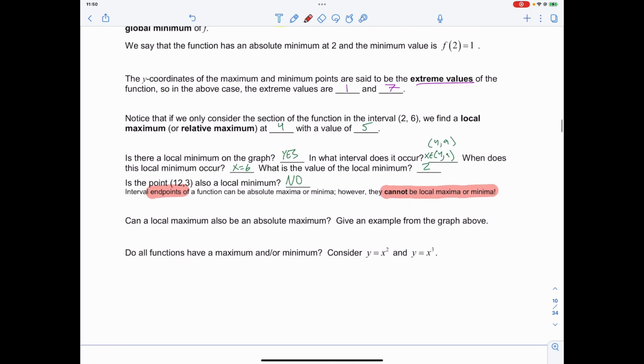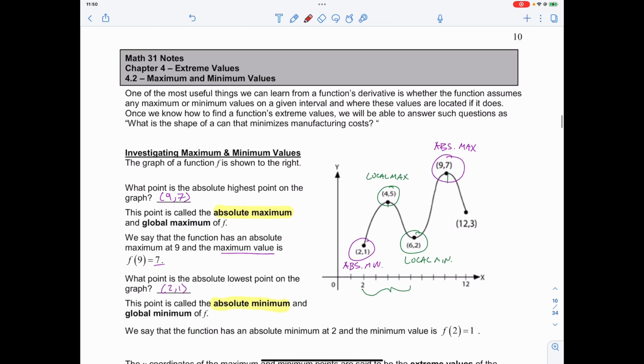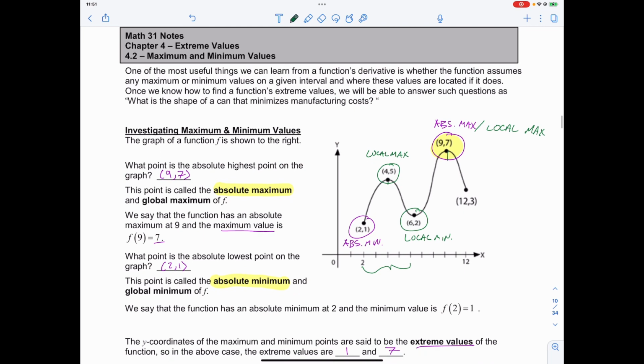Can a local maximum also be an absolute maximum? Well, this minimum wouldn't work because that's on an endpoint, but we can see that the maximum here is still when it's continuous, which means that that could also be a local max. And this is a local maximum in between 6 and 12.